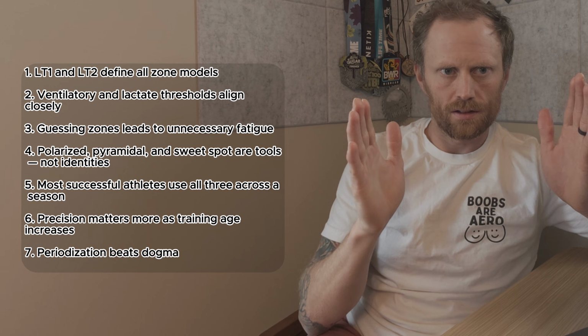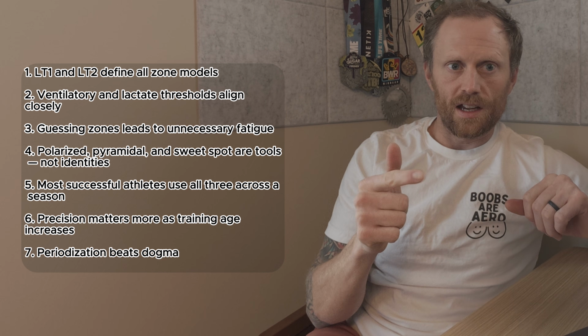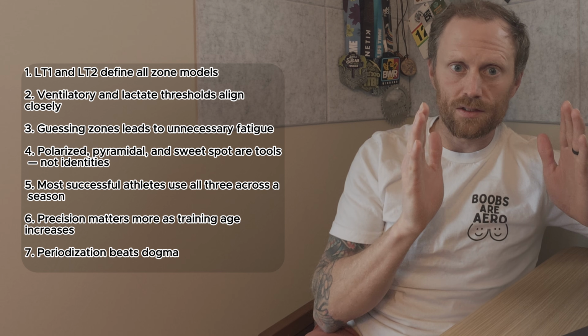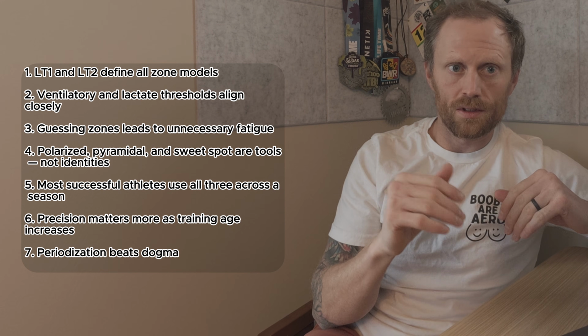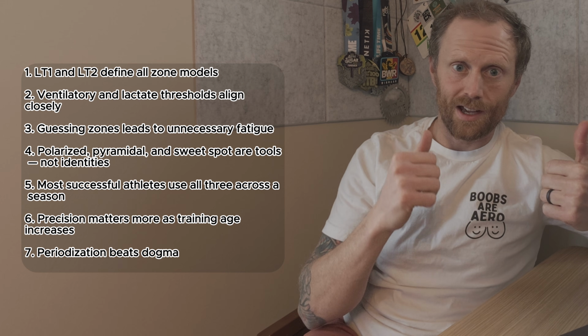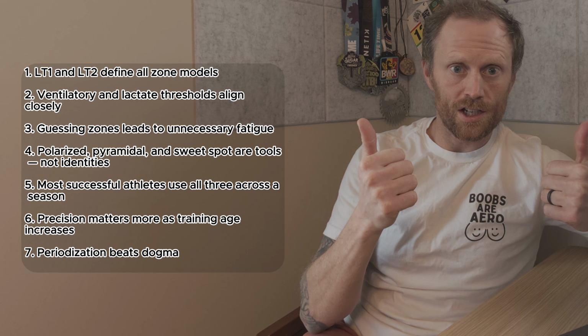Let's put a little bow on this. LT1 and LT2 define all zone models. They're consistent anchors. Ventilatory and lactate thresholds, they align very closely and might be good things to use to help define those zones. Guessing zones leads to unnecessary fatigue and not getting the bang for the buck of the energy and effort you're putting in.